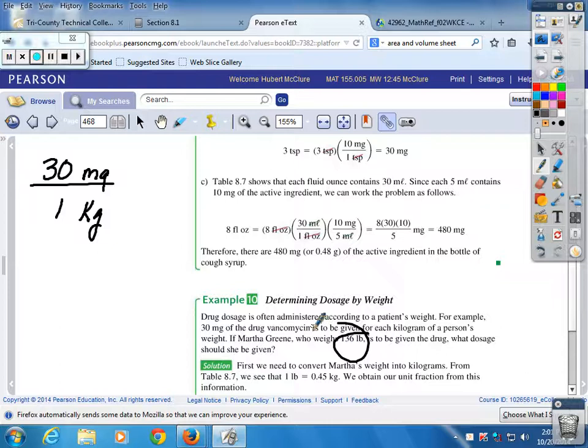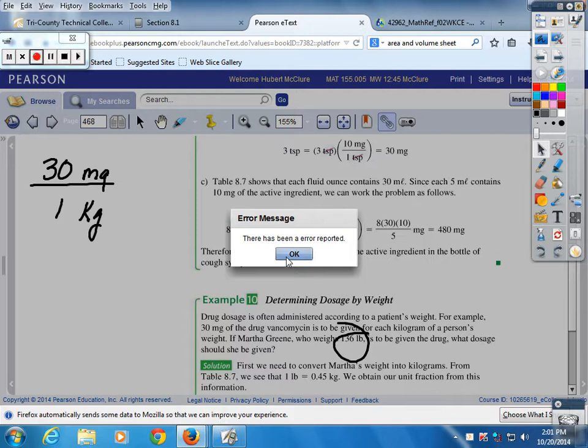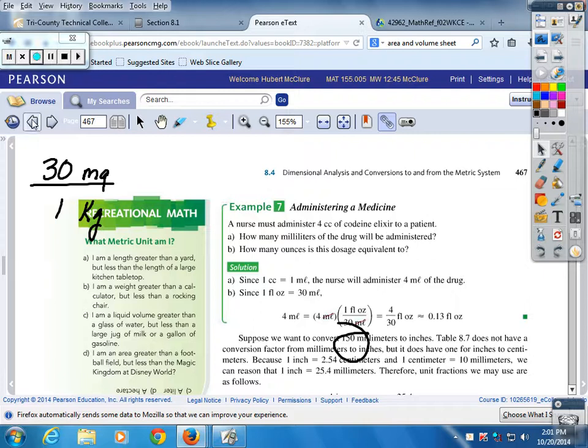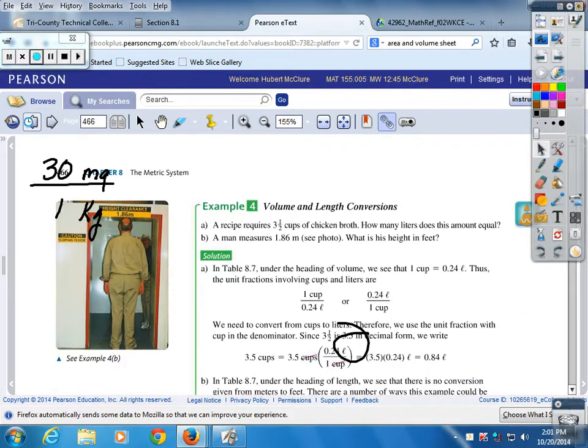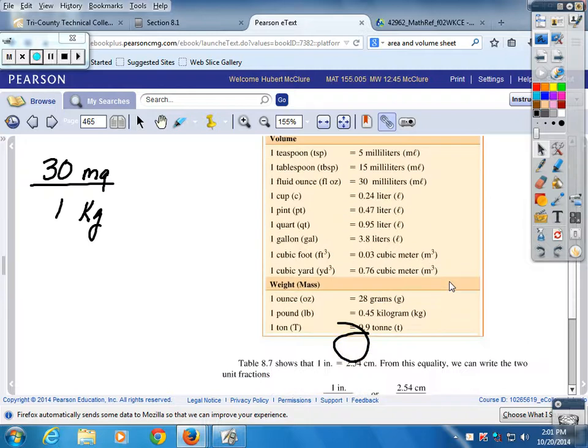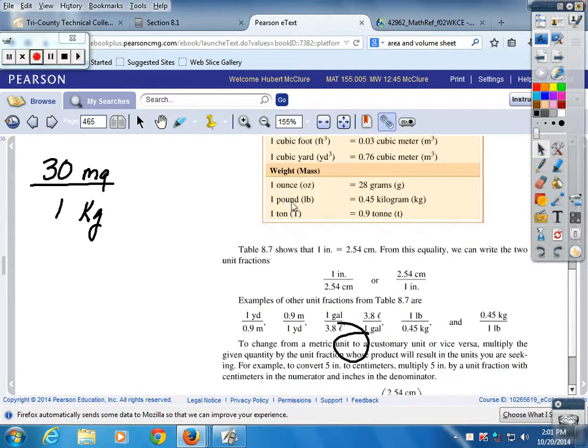So you go to your handy dandy table and you look for something you can convert to pounds. And you get an error and you decide to quit. There we go. So we need what? Weight? 1 pound is equal to 0.45 kilograms. So where is 0.45 kilograms going to go? It's going to go on the top. Why is it going to go on the top?